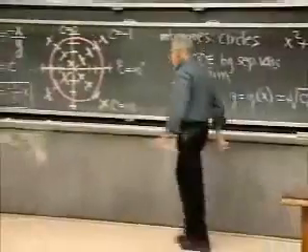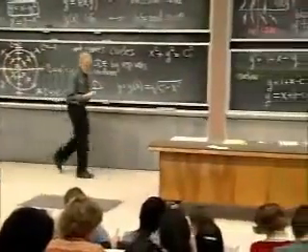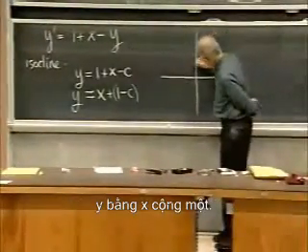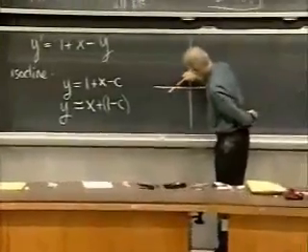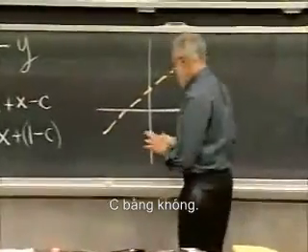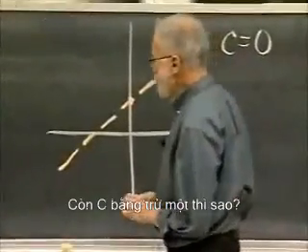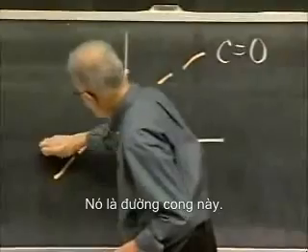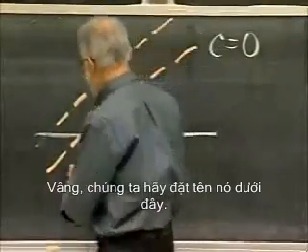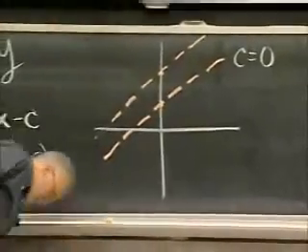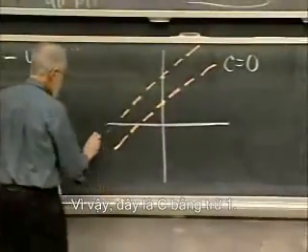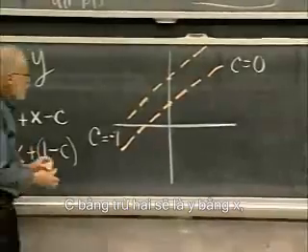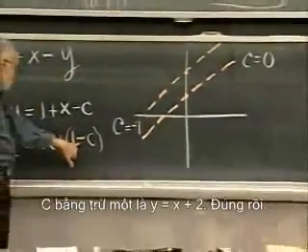Okay, let me run and get that chalk. So all isoclines are in orange. So when C equals 0, y equals x plus 1, so let's say it's this curve. C equals 0. How about C equals negative 1? Then it's y equals x plus 2. It's this curve. Now let's label it down here. So this is C equals negative 1. C equals negative 2 would be y equals x. No, what am I doing? C equals negative 1 is y equals x plus 2.